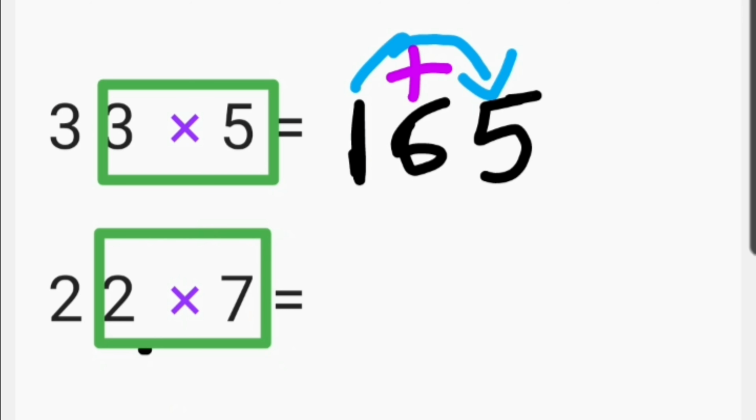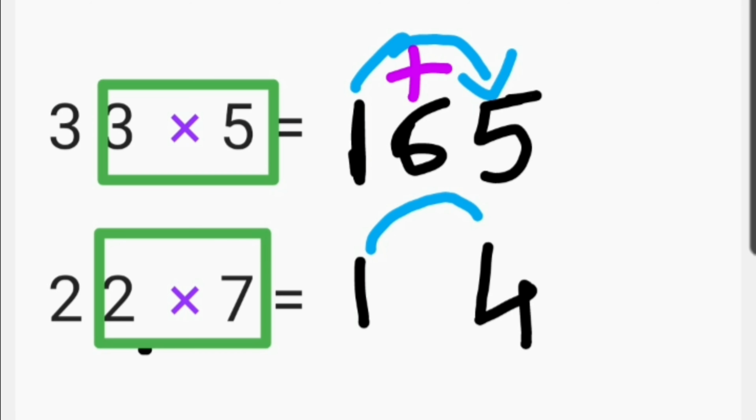Next is 2 7s are 14 you'll have to do. Okay. Add these two numbers. 1 plus 4 will give you 5. Okay.